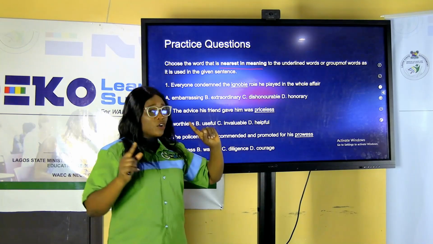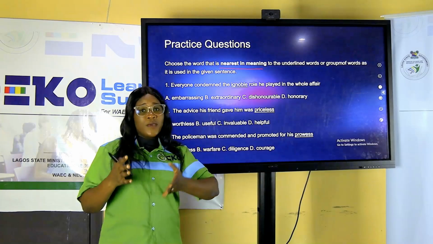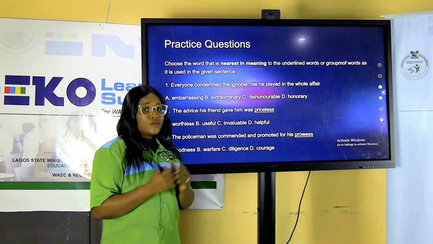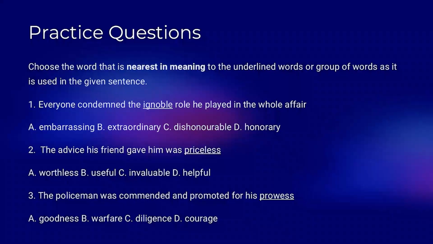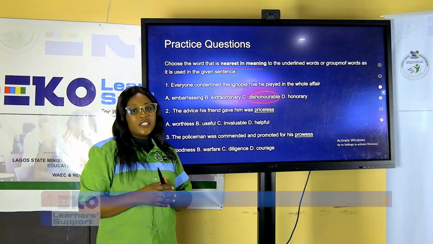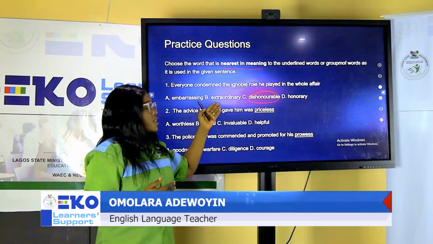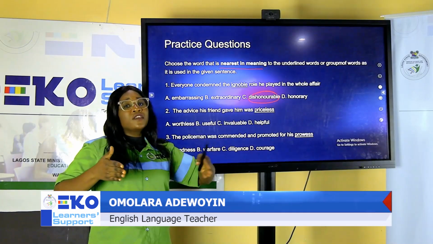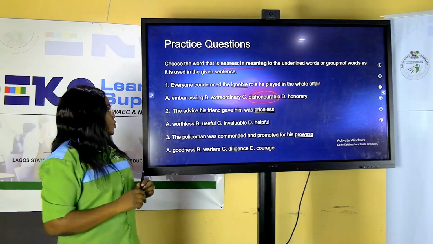Remember, in the word ignoble, we have a prefix, ig, okay? And we have the base word, which is noble. We know what it means to be noble, okay? Now, look at these options. The closest we have is what? Dishonorable, okay? He played a dishonorable role, of course, and everyone condemned it. Can you see how we used the context and understanding the word, breaking down the word, removing the prefix to get the correct answer? Let's look at question number 2.